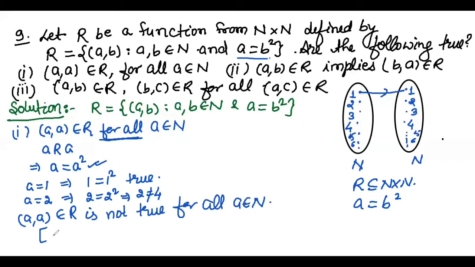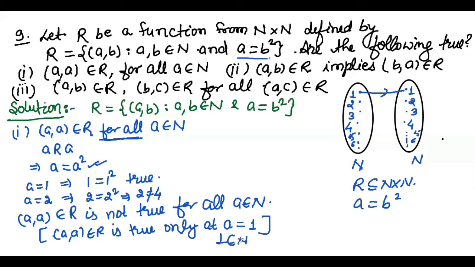And here we can write AA belongs to R is true only at A equals to 1, where 1 belongs to natural numbers. For point A equals to 1, it is true, where 1 belongs to natural number. Now, next second one, AB belongs to R implies BA belongs to R. Means AB belongs to R is a given part, and we have to show if AB belongs to R, then BA also belongs to R.